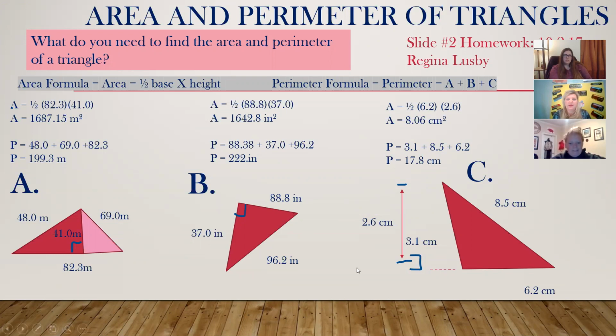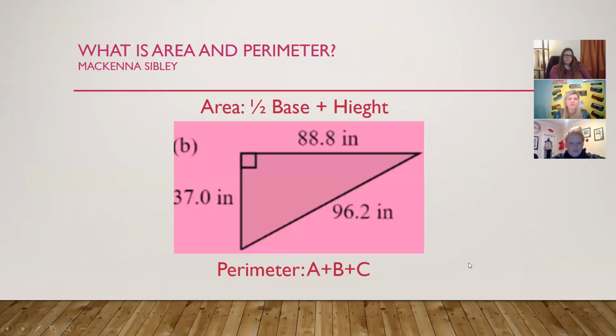Thank you. All right, so Mackenna, what is area and perimeter? Area is the space occupied within the shape of anything, and perimeter is like around the shape. And then, like you said, you just use those two formulas to figure out what it is. Okay. That's a good explanation.